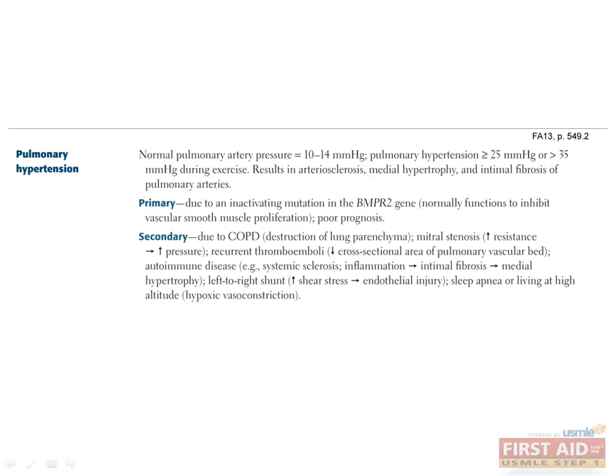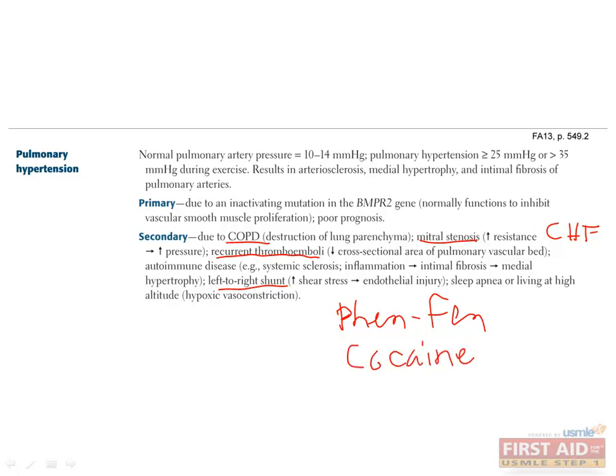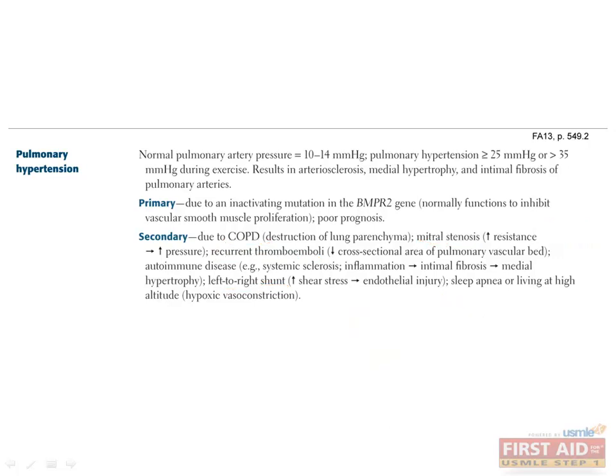So what are those conditions? Well, they include COPD, mitral stenosis, we'll toss in CHF, recurrent thromboemboli, anything that causes a left to right shunt, sleep apnea, living at a high altitude, and certain drugs such as the notorious fen-phen combination for weight loss that is no longer available, and cocaine. Think for a moment about the underlying disease mechanisms and how each might contribute to the development of pulmonary hypertension. For example, what causes a left to right shunt, and what is the underlying pathophysiology?